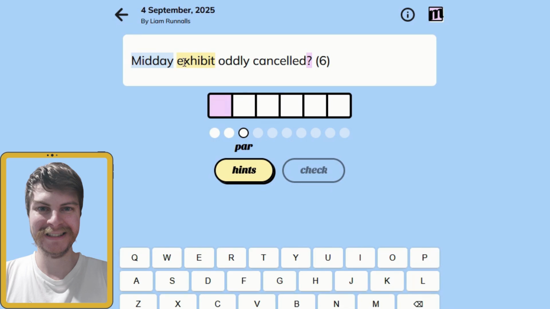Okay, so how do we get rid of... Okay, get rid of the odd letters. What, we got E, got X, we got a H, we got a... Okay, so it's oddly cancelled, being the indicators.